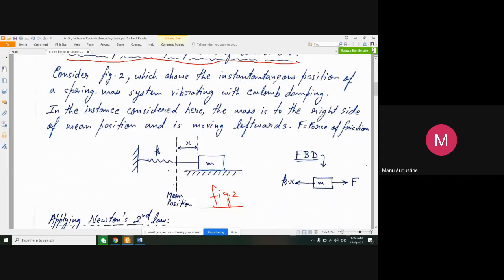The instantaneous position of a spring mass system vibrating with Coulomb damping is shown here. So you see there is a horizontal spring. It is attached to a wall here. And this vertical dotted line shows the mean position. That means the mass and the spring, when they were not stretched, when they were totally in a relaxed position, they were at this location. And obviously the ground is extending in both directions.